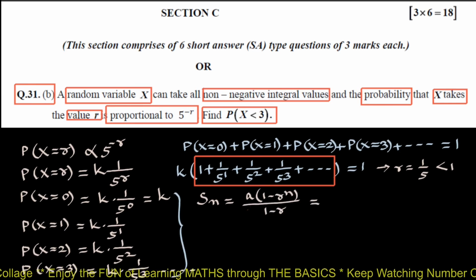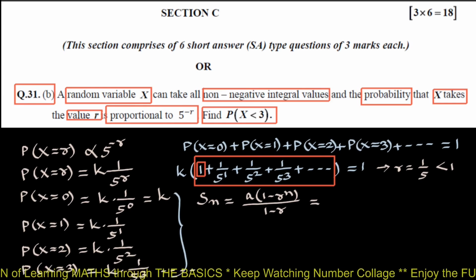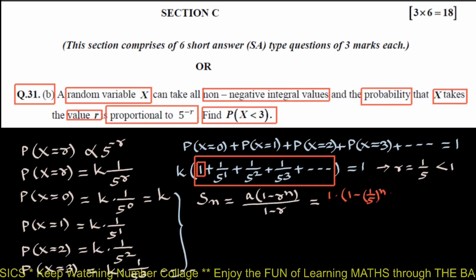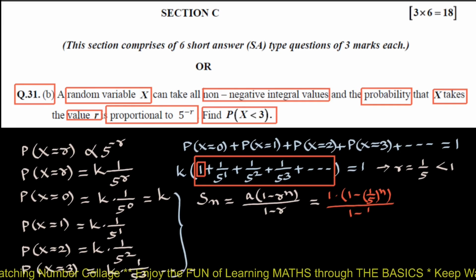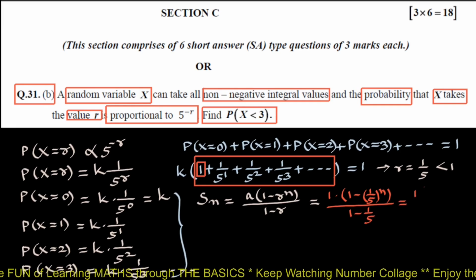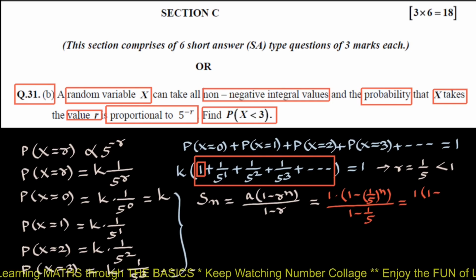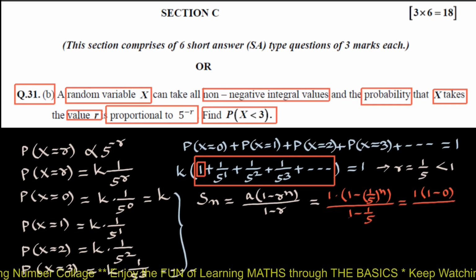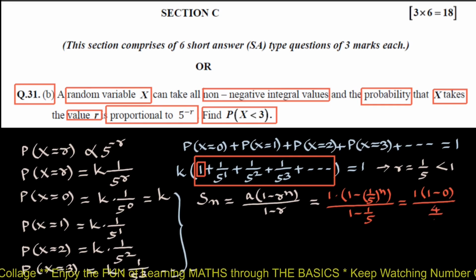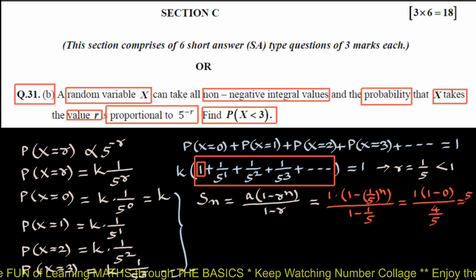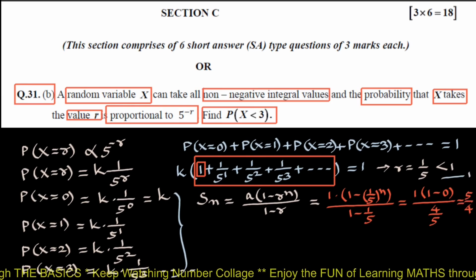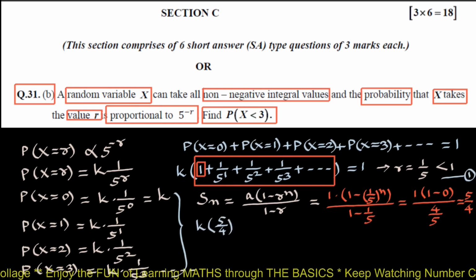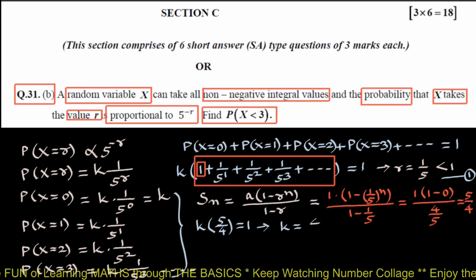So that will be a, the first term, 1 here, so 1 into 1 minus r, which is 1 upon 5 raised to n, upon 1 minus 1 upon 5. This will be 1 into 1 minus 1 upon 5 raised to n will be 0 because r is less than 1, upon 1 minus 1 upon 5 is 4 upon 5. So this will be 5 upon 4. So from this statement 1 we get k into 5 upon 4 equals 1. That gives k equals 4 upon 5.